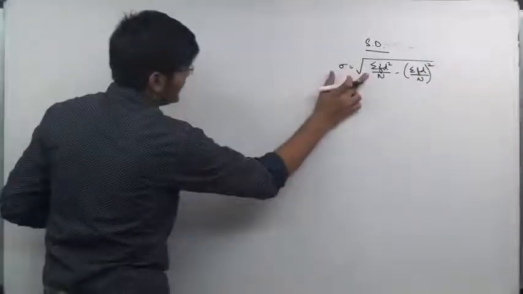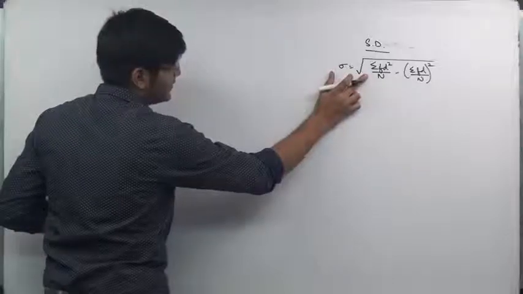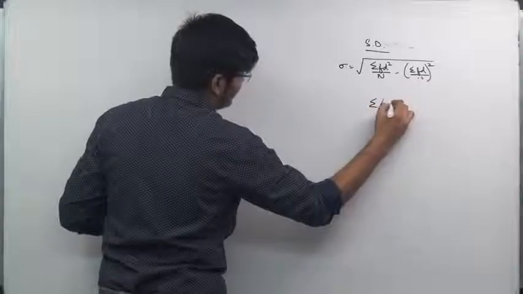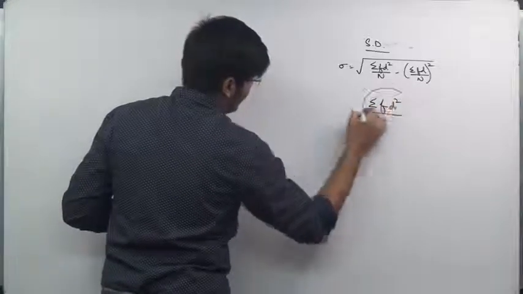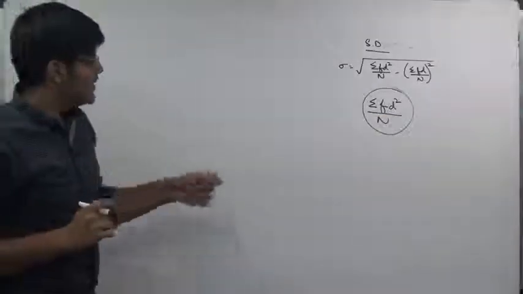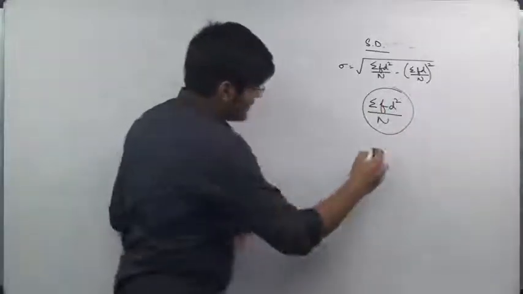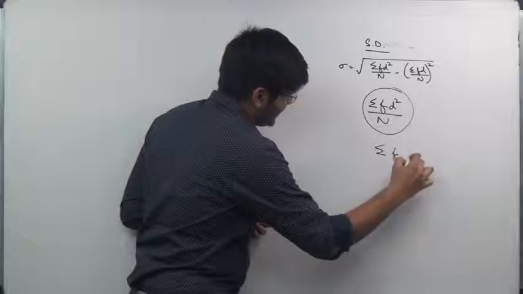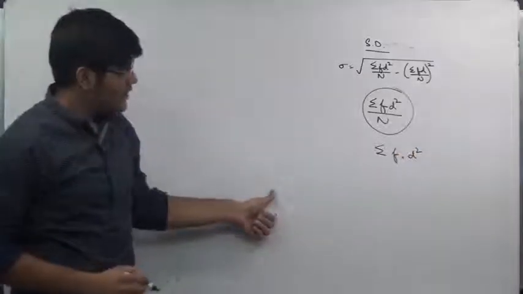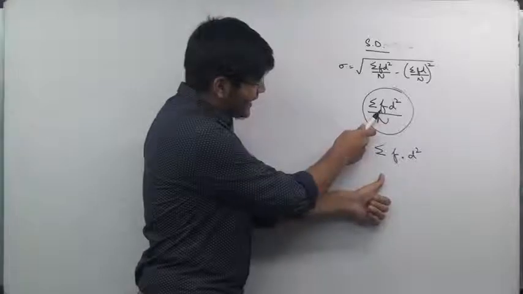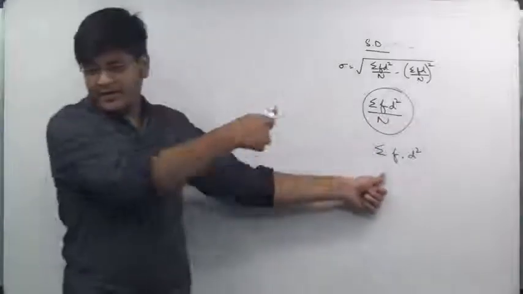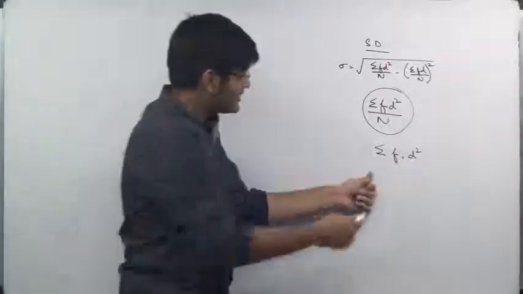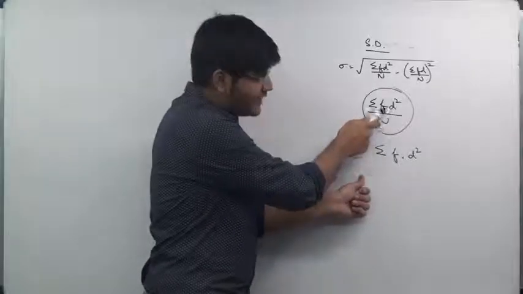Now, in this particular equation, there is something important. Here we have written summation fd square by n. I need to focus on this for a moment, because here what we mean is summation of frequency multiplied by deviation square. Many people multiply f and d, then square it and find the total. That is wrong. That is not what we want. What we want is frequency multiplied with deviation square.